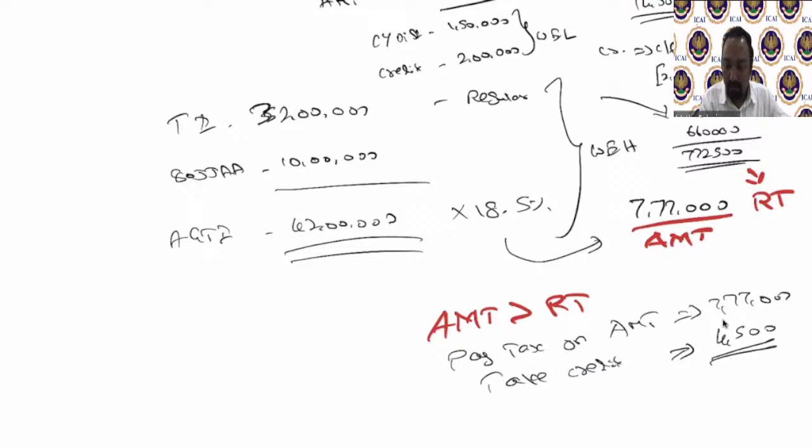Regular tax is only on 32 lakhs because that is your net total income, after considering 80JJAA. So I am calculating for 32 lakhs, which is 7,72,500. For adjusted gross total income, it is 18.5%, that is 7,77,000. Hope the numbers are right. So that's how this works.